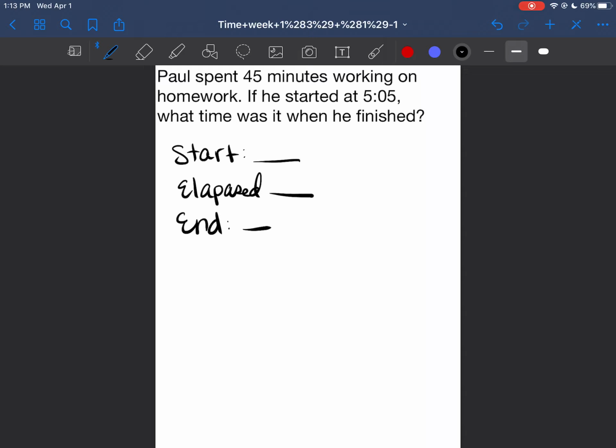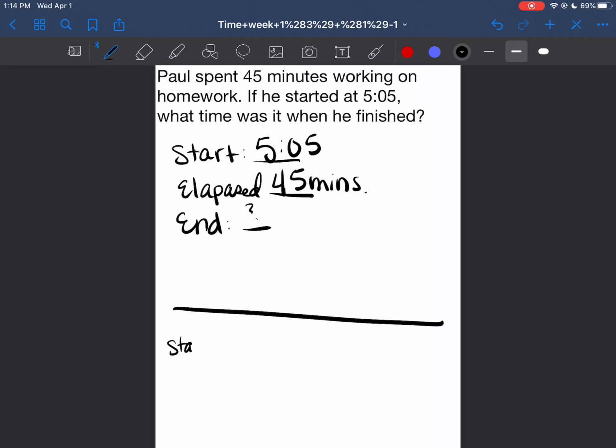Paul spent 45 minutes working on his homework. So how long does Paul spend on homework? 45 minutes. We know that's my elapsed time. That's how much time is passing. If he started at 5:05, so what's my start? 5:05. What time was it when he finished? So we need to determine the end time. Draw my number line. Start, end. It is 5:05 when he starts. We're trying to figure out the end. How many minutes am I going to jump on my number line?